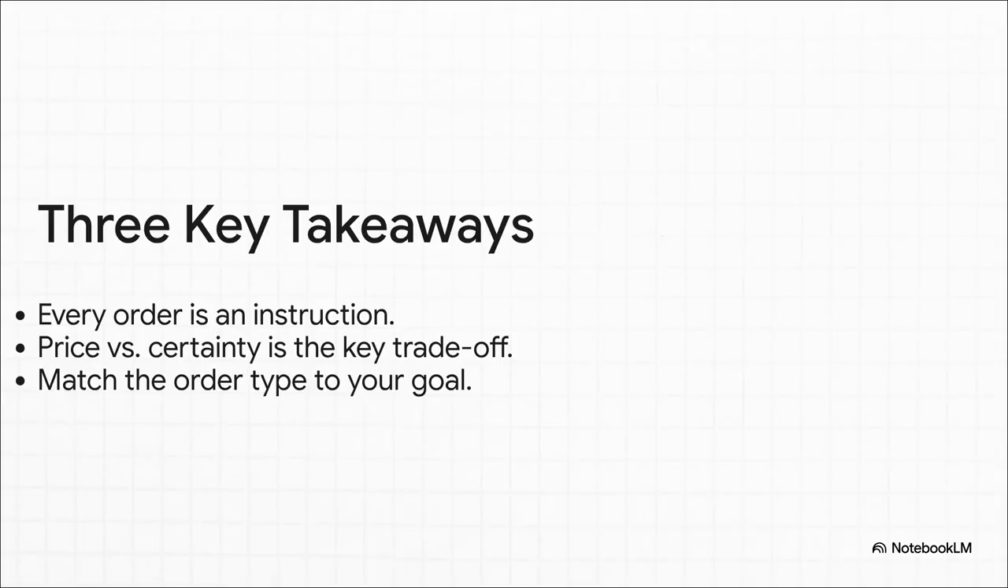So if you remember anything from all this, let it be these three things. Number one, every single order you place is a specific instruction you're giving to the market. Number two, there is always a trade-off between the price you want and the certainty that your trade will actually happen. And number three, the right order type is always 100% based on what you are trying to accomplish.